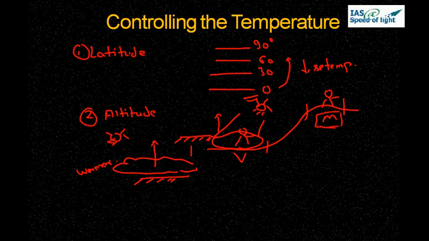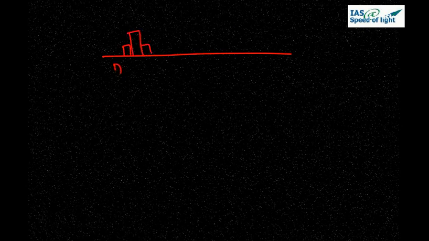Third one is continental versus marine environment. So you have two cities here. One is Delhi. This is Delhi. And this is Bombay.